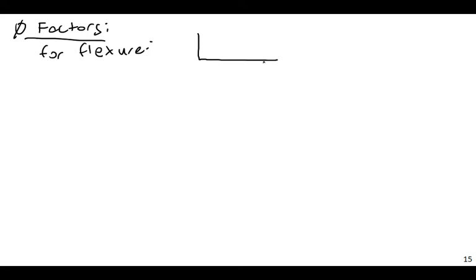So let's also consider phi factors. I need to remember for flexure that I have this kind of thing going on, where if I look at the strain in the steel versus the phi factor, you have this thing, 0.65. This is the phi, 0.65 and 0.9. And it has this kind of behavior, if you remember from our previous discussions.